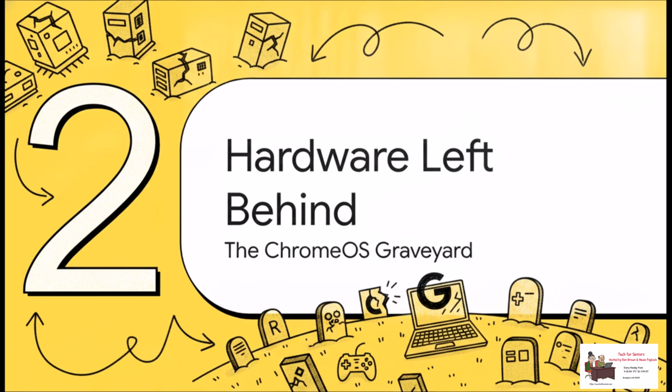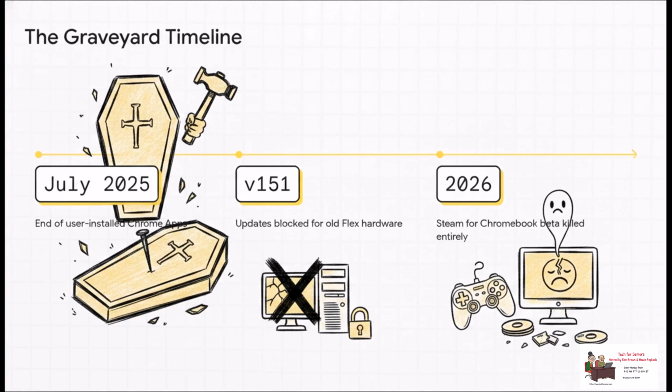Section 2. Hardware and gaming left behind. The graveyard. As Google pushes Chrome OS into the future, progress comes at a cost. Let's look at the timeline of what's getting cut loose. First, we've got the final nail in the coffin for Chrome apps. By July 2025, user-installed Chrome apps will stop working entirely. Done. Then, right around the corner in Chrome OS 151, we're seeing a block on updates for older hardware running ChromeOS Flex. We'll get into the nitty-gritty of that in just a second.